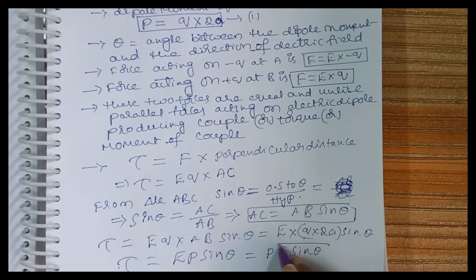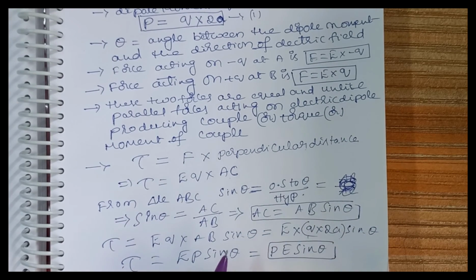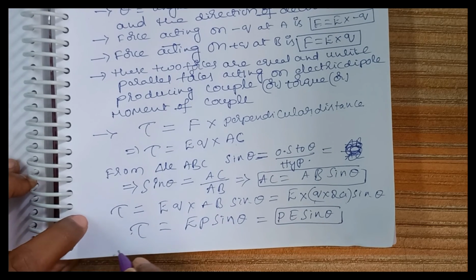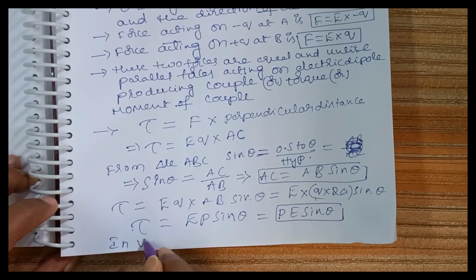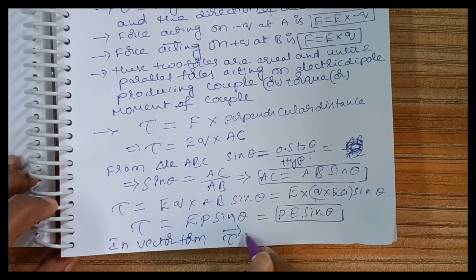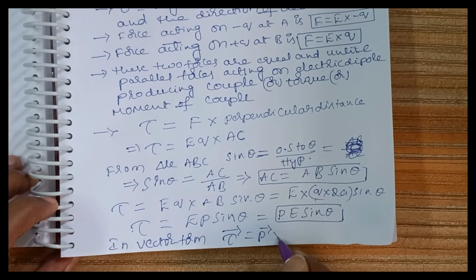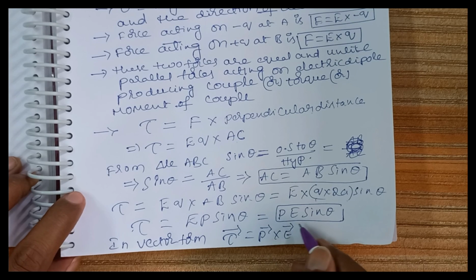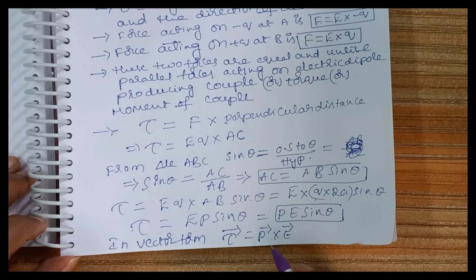So this is the couple acting on an electric dipole placed in a uniform electric field. But in vector form, it can be written as tau bar is equal to P bar cross E bar, because this is the cross product of vectors. So the magnitude of P bar cross E bar is equal to PE sine theta. So in vector form, it can be written as P bar cross E bar.